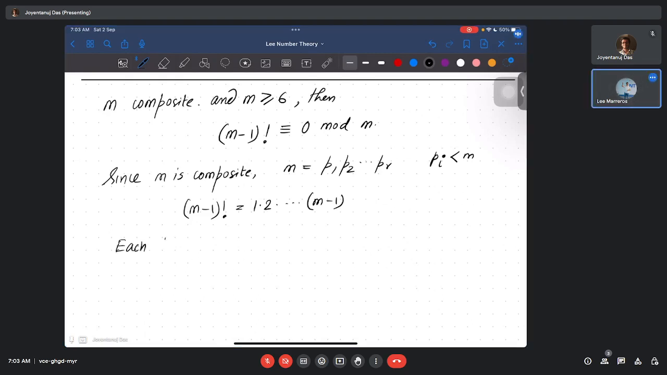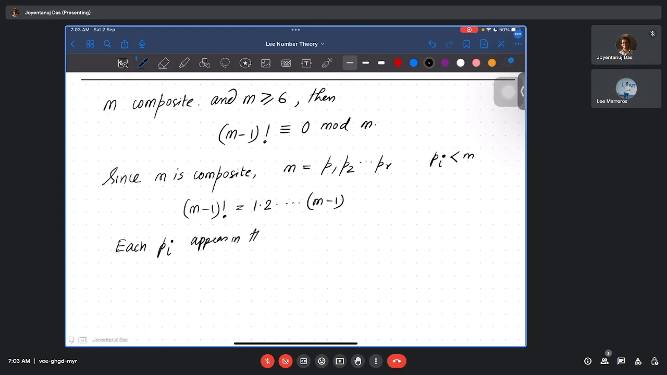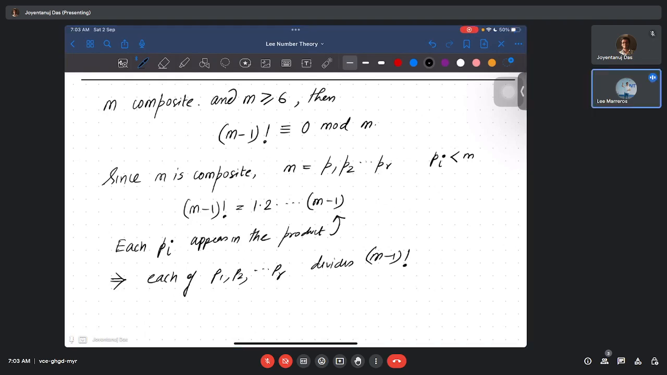So each pi appears in the product. So when I take modulo, that's why it becomes 0. This implies each of p1, p2 up to pr divides m minus 1 factorial. Each of them divides m minus 1 factorial.